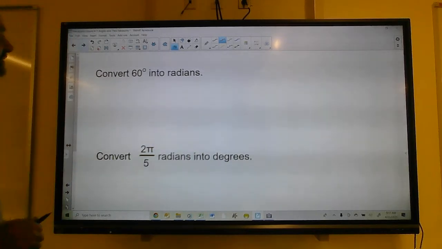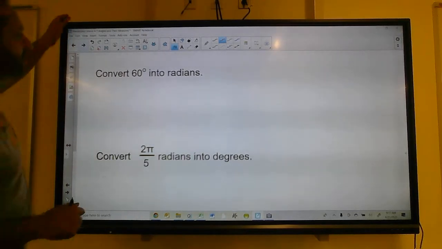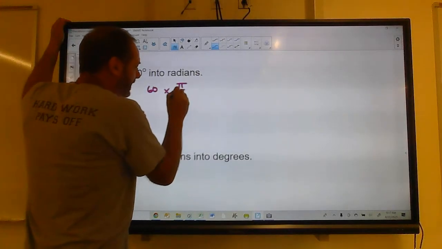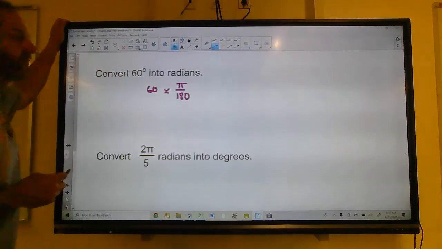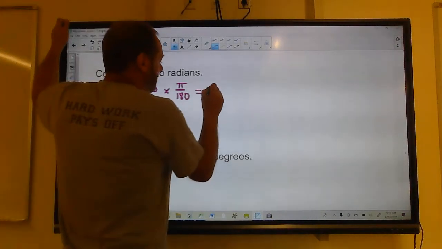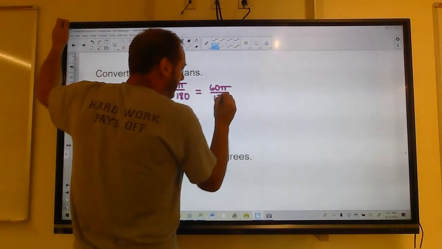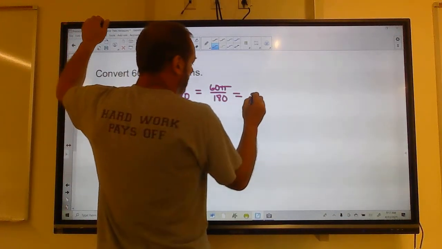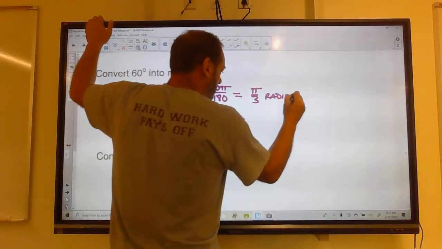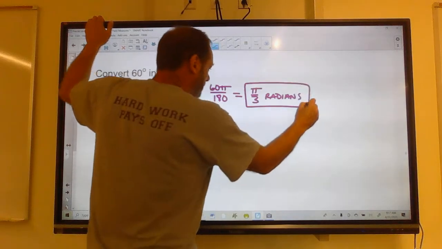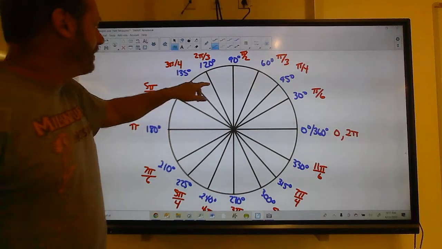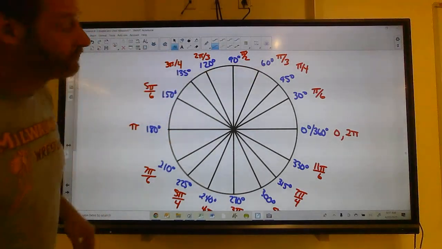So if we want to convert 60 degrees to radians, here's what we're going to do. We're going to take 60, we're going to multiply that by pi over 180, because basically pi over 180 is essentially equal to 1. So this would be 60 pi over 180, which would be pi over 3 radians. And if we go back and look at our chart back here, pi over 3 is 60 degrees. Okay?